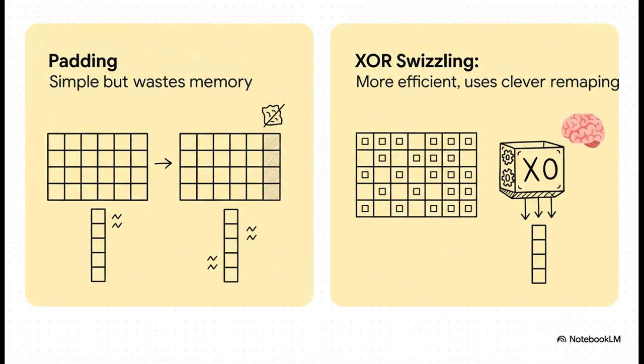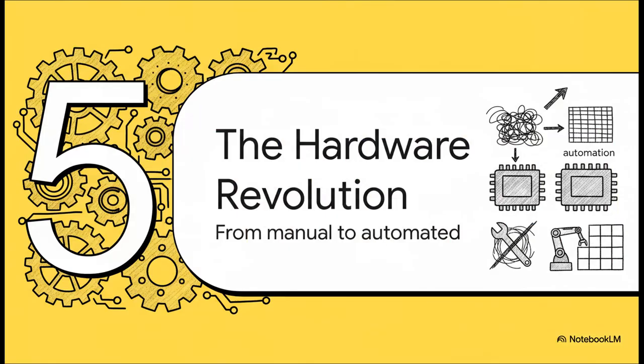So for something a bit more advanced, there's XOR swizzling. This uses some slick bitwise math, that little XOR operator, to basically shuffle the memory addresses on the fly. You get the exact same conflict-free result as padding, but you don't waste a single byte of memory. It's a much more elegant solution. Now, for a long, long time, these software tricks were pretty much all we had.